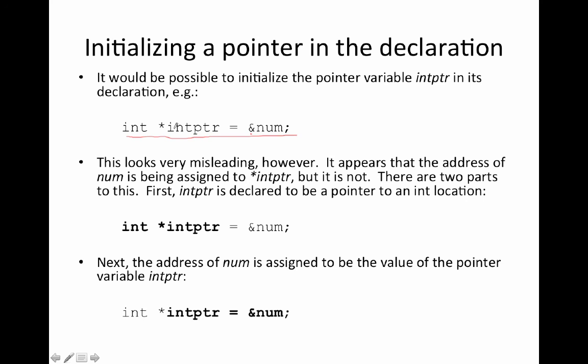There are two separate things that are going on here. So first of all, we are declaring int pointer to be an integer pointer. So a pointer, the asterisk is what makes it a pointer variable, to an integer location. So that's the first thing that happens. And then the second thing that happens is we're storing the address of num in the variable int pointer. So not in star int pointer, but in int pointer. So again, the initialization in the declaration looks like this, but it's doing two separate things. First, it's declaring int pointer to be a pointer, and then it's initializing that pointer variable to store the address of num.